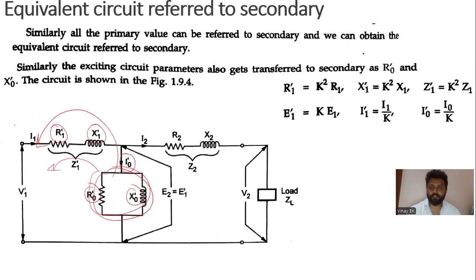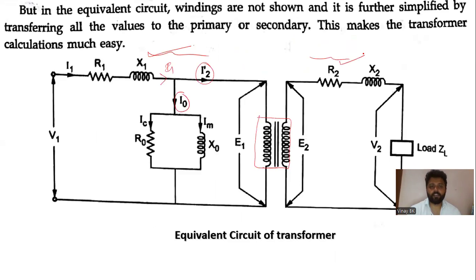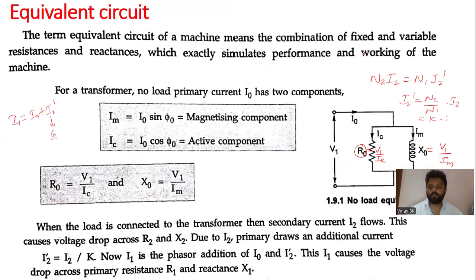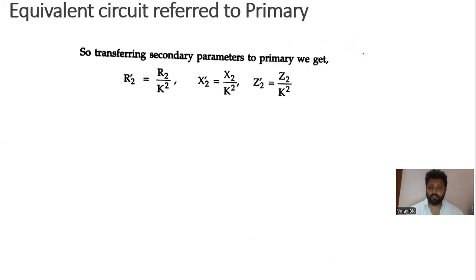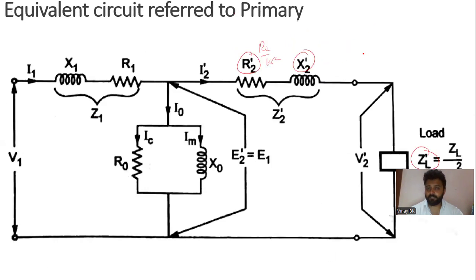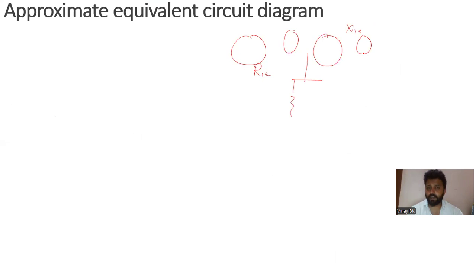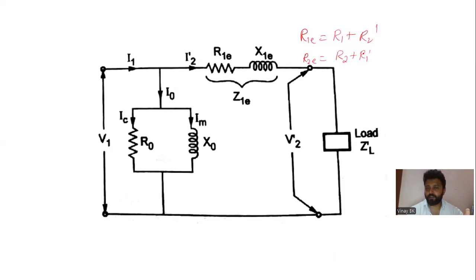So totally how many circuits do you need to write in the examination? First, for no load, you write the first circuit. Then the main equivalent circuit diagram is the second circuit, referred to primary the third, referred to secondary the fourth, and approximate two. In total 6 circuits you need to write. If there is less explanation, that is also fine, but you need to write the circuit diagram neatly and write the notations for it.